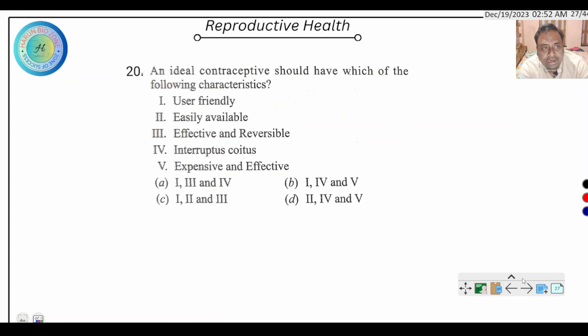Next question is, an ideal contraceptive should have which of the following characteristics? User friendly, easily available, and reversible. Effective and reversible. Interruptus coitus. What is interruptus coitus? Interruptus coitus means that during sexual intercourse, the semen falls outside of the vagina. That is interruptus coitus. Expensive and effective, not. This is also a wrong answer. Right answer is 1, 2, and 3.